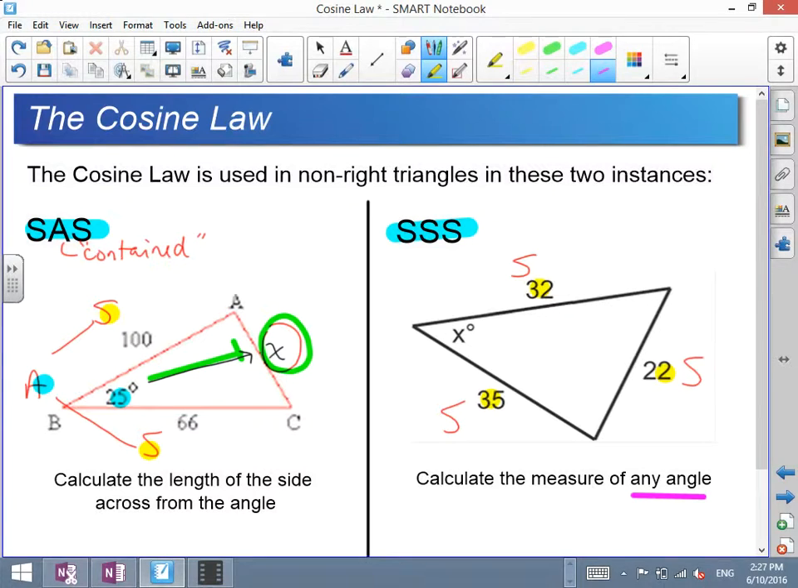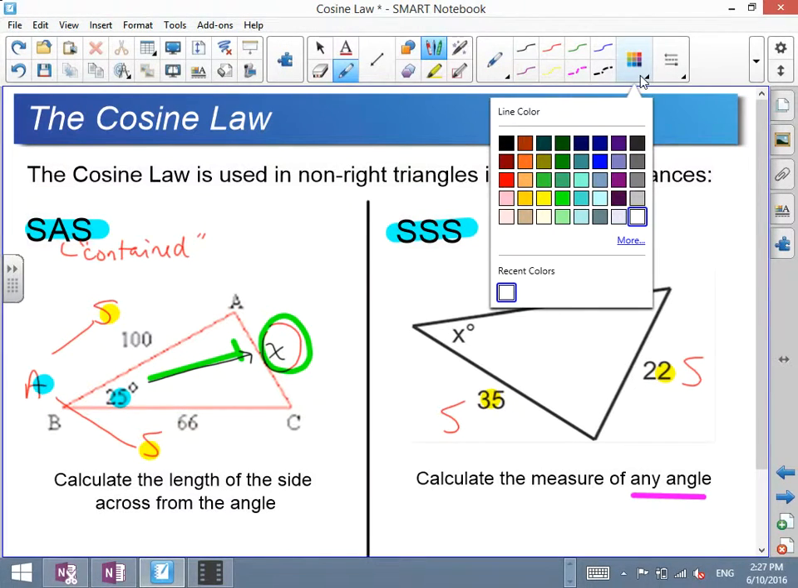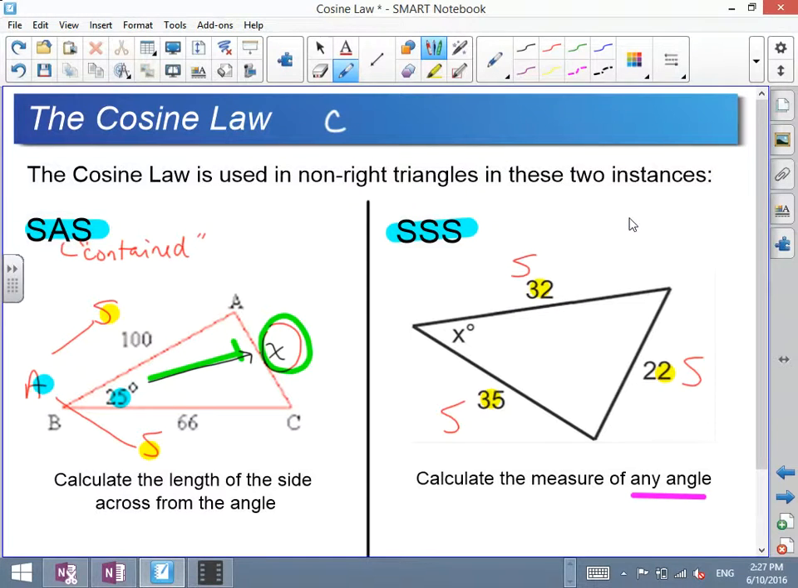As far as a formula is concerned, the base formula for the cosine law looks very much like the Pythagorean theorem. At least that part does. c squared equals a squared plus b squared. But there is an additional piece that we have to tack onto this formula in order to make it work for non-right triangles. So we subtract off a particular quantity, and that's 2 multiplied by a multiplied by b, and that's also multiplied by the cosine of angle C. And that's referred to as the cosine law.